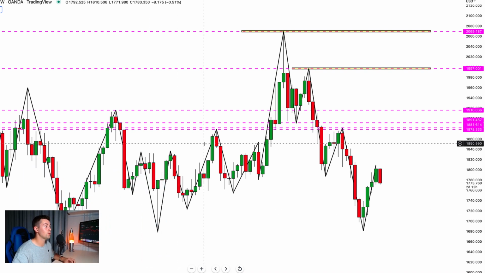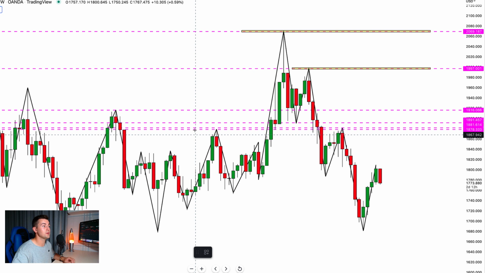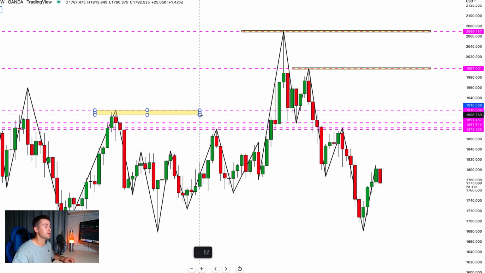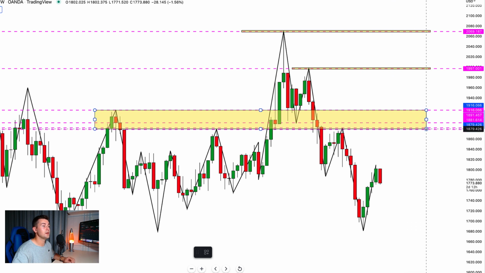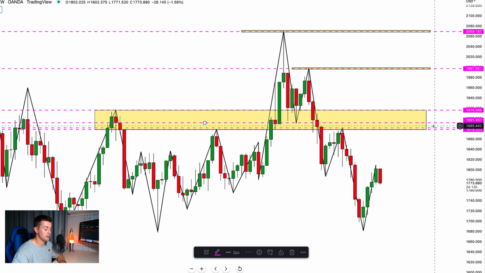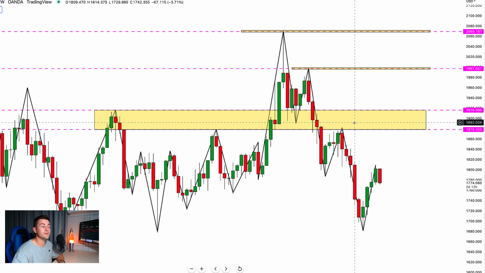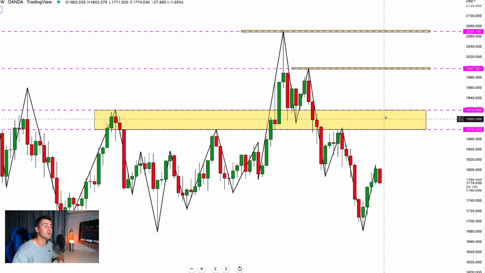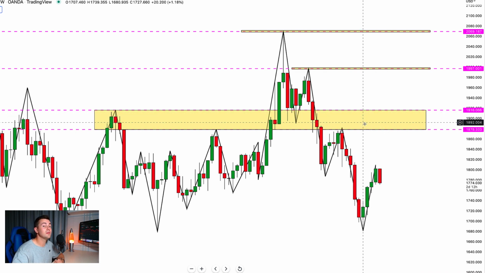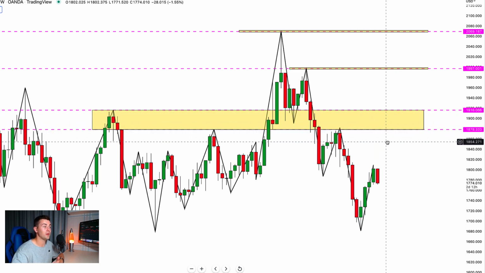In order to underline that zone properly, we just take the upper boundary of that zone and the lower boundary. Yes, here is our supply area, and the levels in between we just take away. That is our zone of supply, and the market may drop from the entire area, from any point within that yellow area. Yes, that is the supply zone.